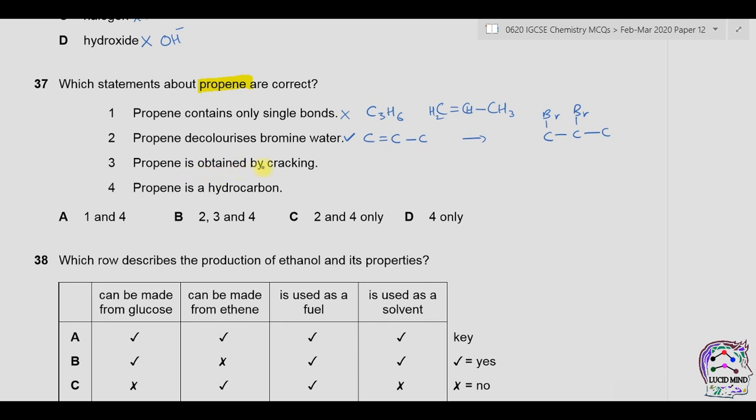3. Propene is obtained by cracking. In cracking, long chain hydrocarbons are converted into smaller chains, and alkanes and also alkenes and hydrogen gas are produced. So therefore this is correct. 4. Propene is a hydrocarbon. Now propene, the formula is C3H6, so therefore it consists of carbon and hydrogen only. So therefore it is a hydrocarbon. So it is also correct. So options 2, 3 and 4 are correct, so therefore the answer is B.